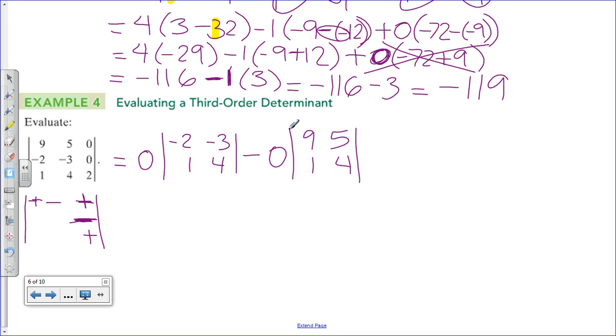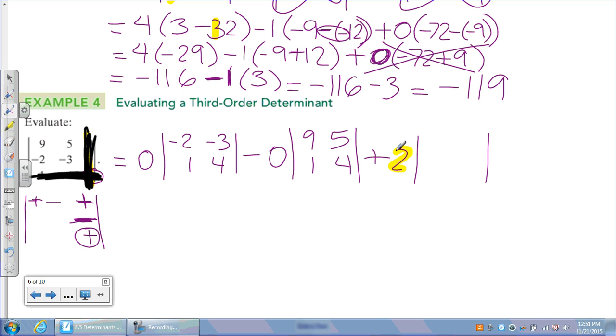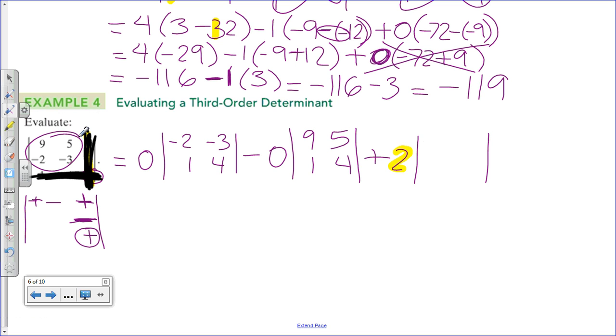The next one will have a positive sign, our numerical factor. The numerical factor will be a 2. Well, keep in mind that I selected that column. And my 2 by 2 determinant will come from here. We cross out that row and that column where the 2 is located. So the numbers will come from here: 9, 5, negative 2, and negative 3.